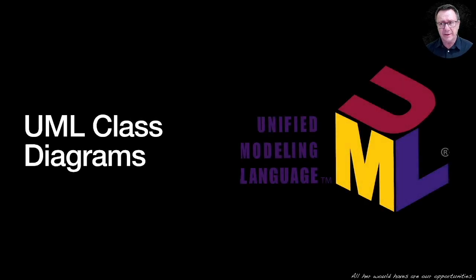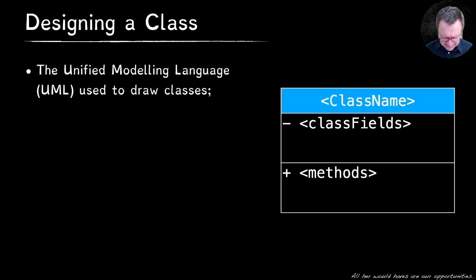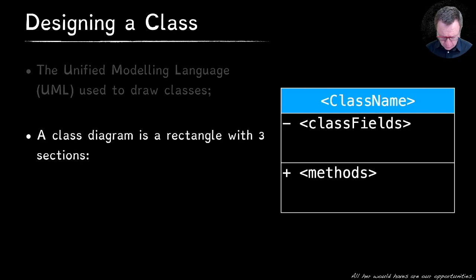UML class diagrams. What are they? UML, Unified Modeling Language. When it comes to designing a class, we use UML to draw the classes, and it's a pretty straightforward process. A class diagram is a rectangle that has 3 sections to it. That's it. 3 simple sections. Nothing rocket sciencey.